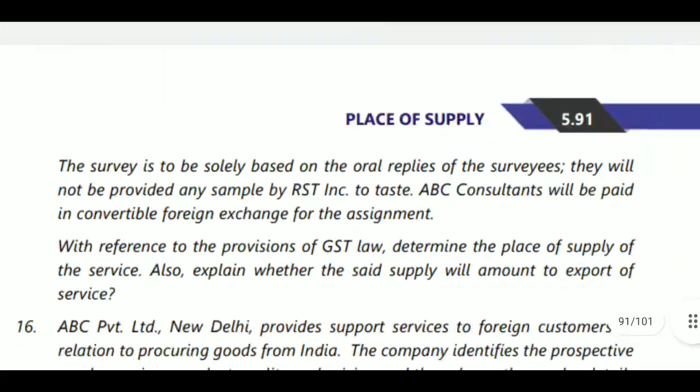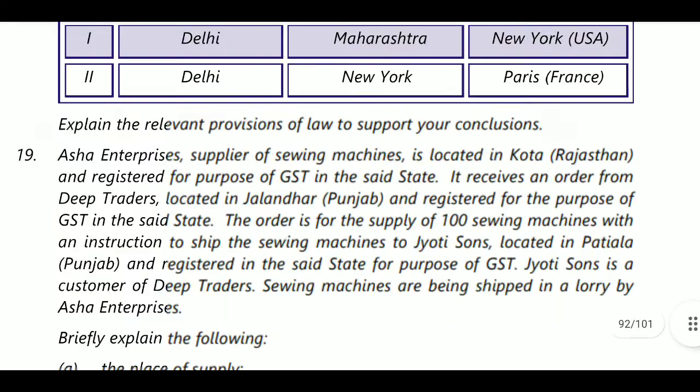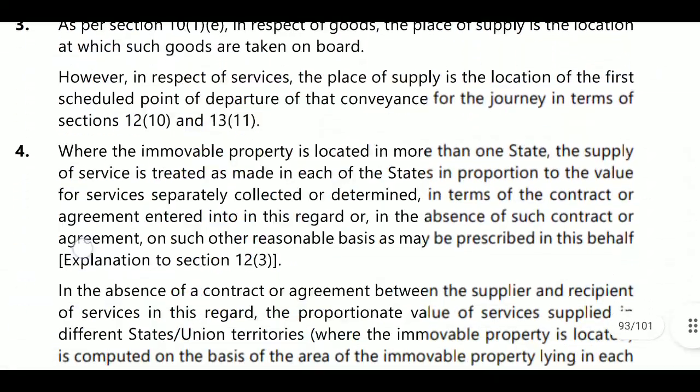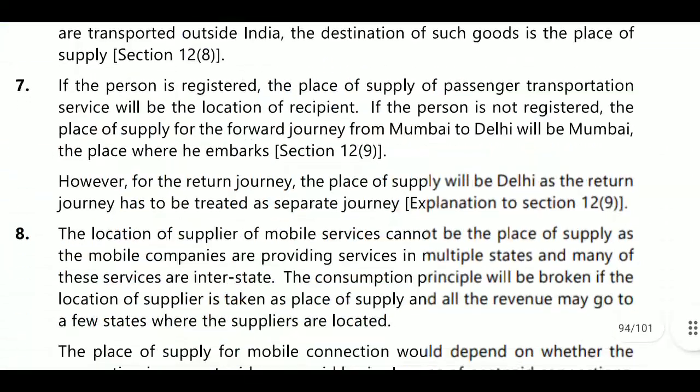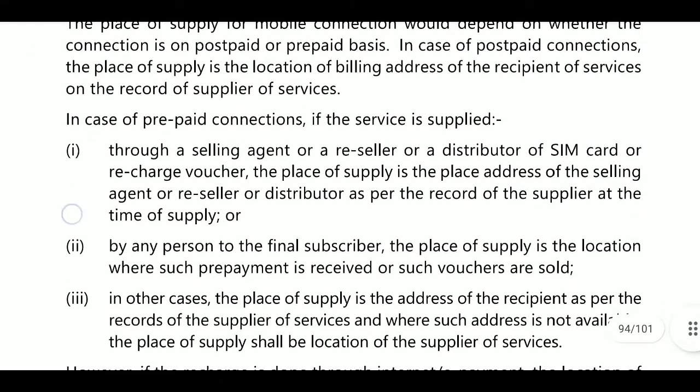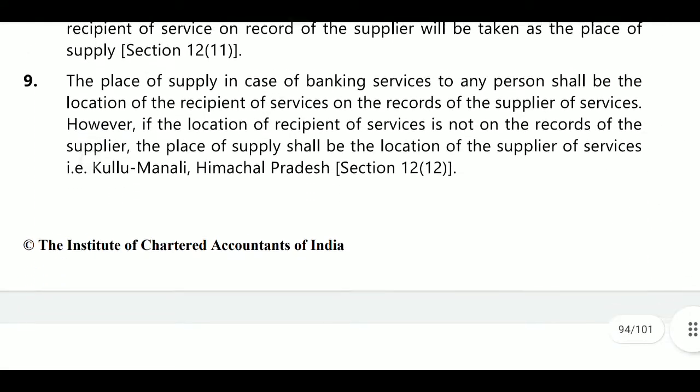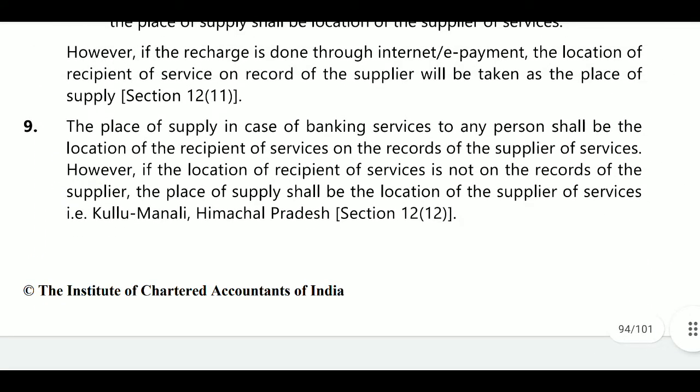If the service is linked to an account holder, if he has an account in that place, the location of the recipient will be taken as per the records of the supplier. If there is no account, then the location of the supplier will be taken. So the answer to question number 9 is the place of supply in case of banking services.